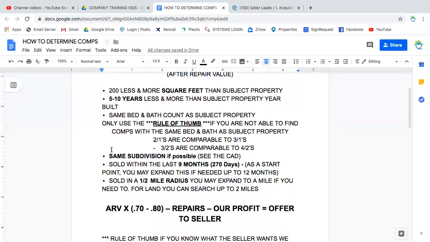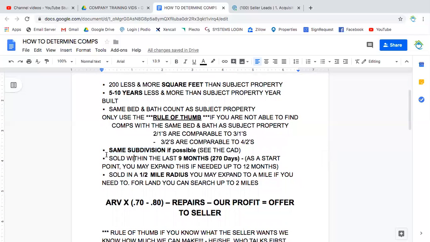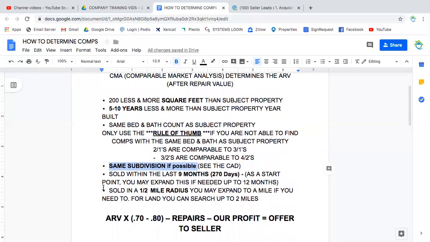The next section is same subdivision. So you're going to see the CAD. The CAD stands for County Appraisal District. There are a few websites that you will use to determine the subdivision for the property, which you'll see a video on how to find the information on the CAD. But the goal is to find properties in the same subdivision if possible. If not, it's okay, because in this last bullet, you're going to only do a half-a-mile radius search.